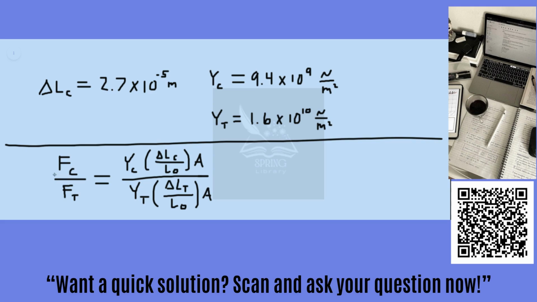Well, F sub c is equal to F sub t in our situation, so those are going to cancel. So the left side of the equation is just equal to 1. The bone is the same. It has the same unstretched length, so L naught is the same for both. Again, same bone, so the area is the same for both. So what we have here is Y sub c times delta L_c is equal to Y sub t times delta L_t, where delta L_t, the stretch of the bone from the tensile strength, is what we're wanting to find.